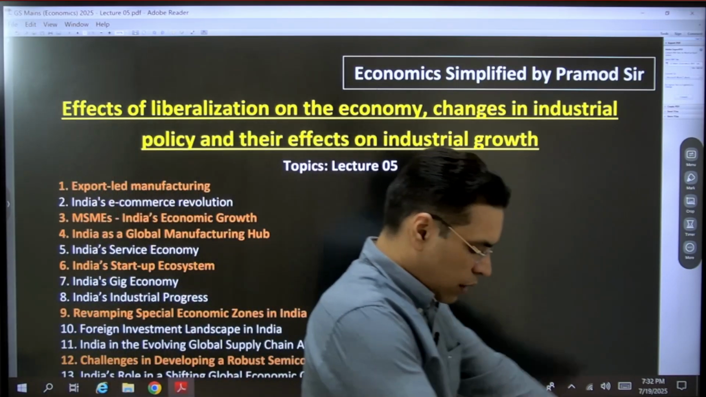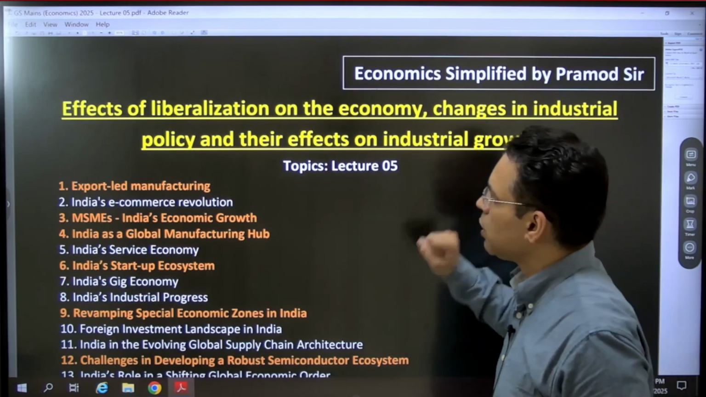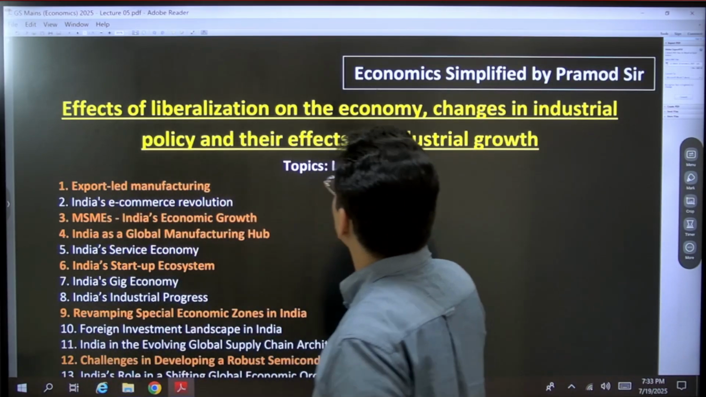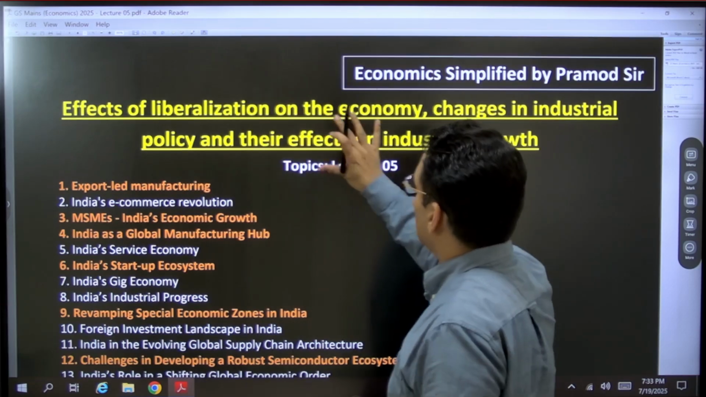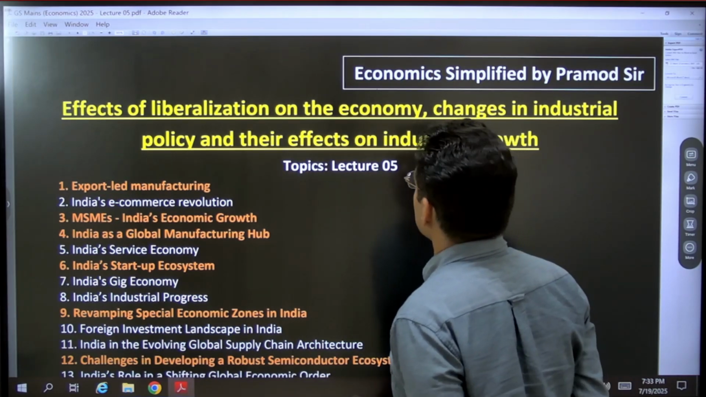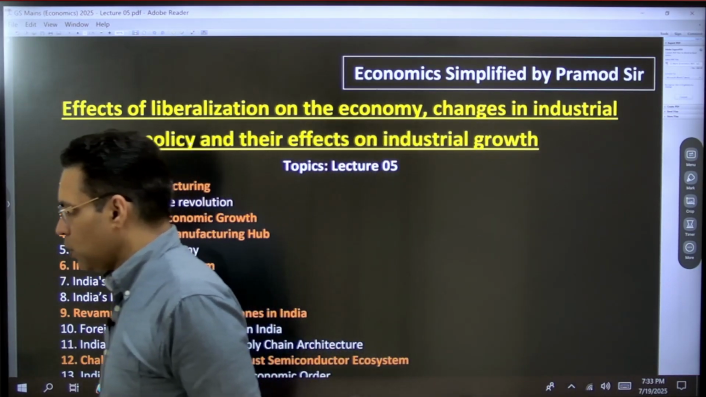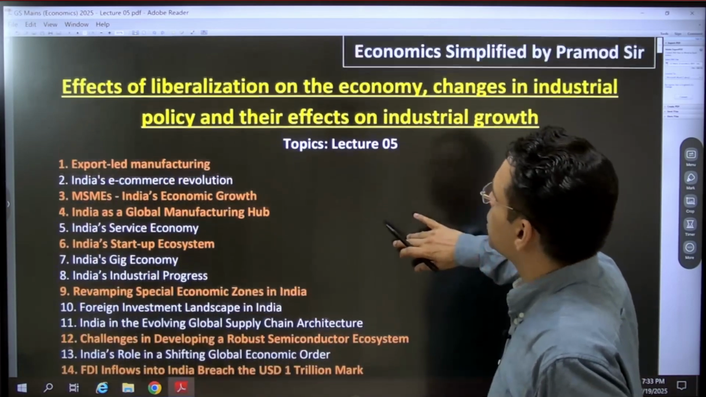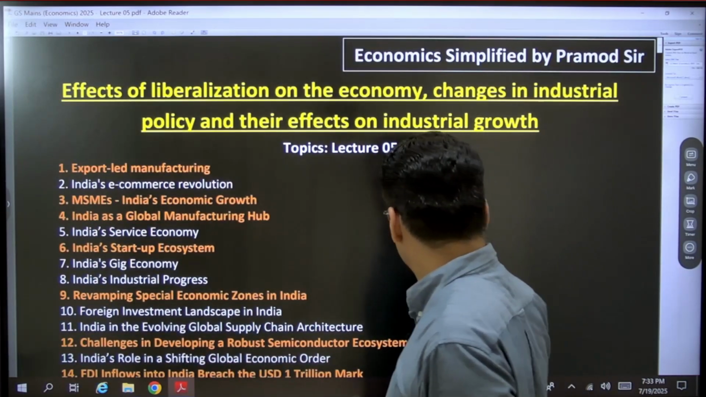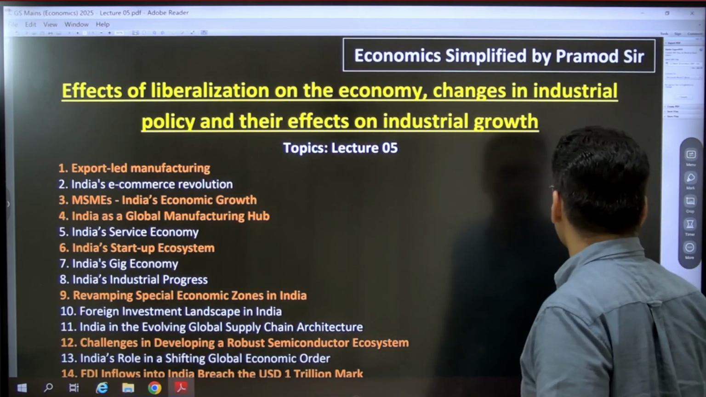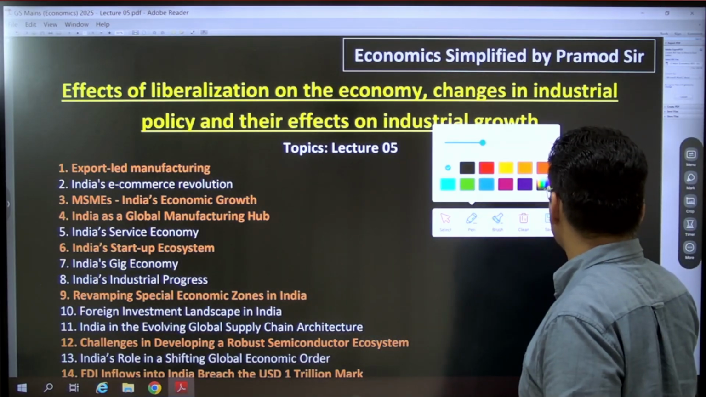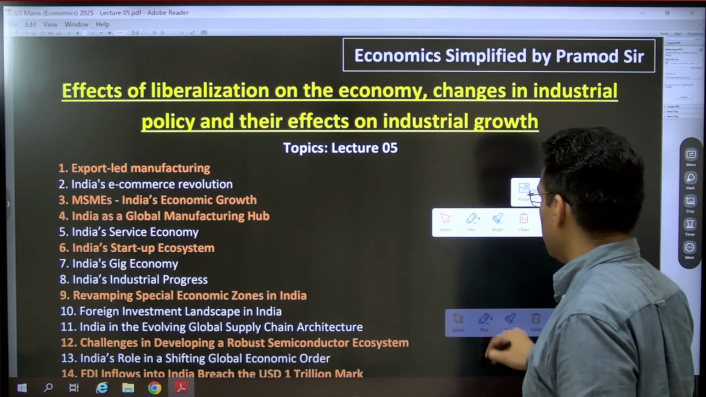Today is the last session of the crash course, and today we'll be covering three topics. One is the infrastructure, investment model, and this topic, the effects of liberalization on the economy, changes in industrial policy, and their effects on industrial growth. This is a topic which UPSC normally asks questions on consistently and regularly, and the idea is to be able to understand the issues in entirety.